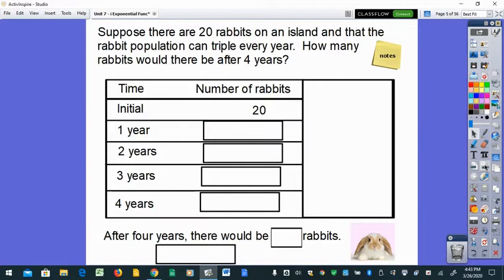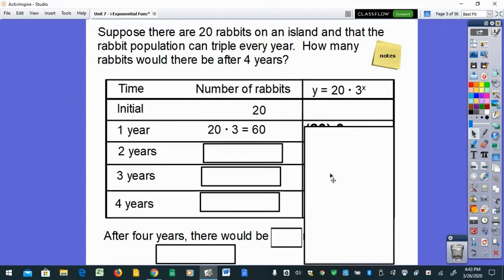So let's just look at a real world situation here, where we start off with 20 rabbits on an island, and then that rabbit population triples every year. How many rabbits would there be after 4 years? So our initial amount of rabbits is 20. After 1 year, if we tripled that, 20 times 3 would be 60 rabbits. So basically what we did was we took that initial amount and multiplied it by 3.